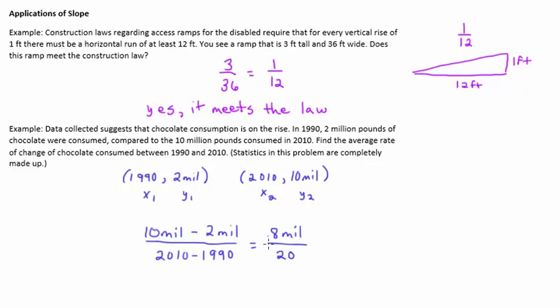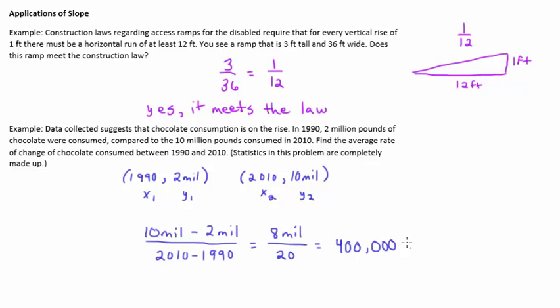So 8 million more pounds of chocolate were consumed over those 20 years. And so then you would want to probably get your calculator out and actually type out 8 million, which has 6 zeros, and then divide it by 20. So the average rate of change should be 400,000.